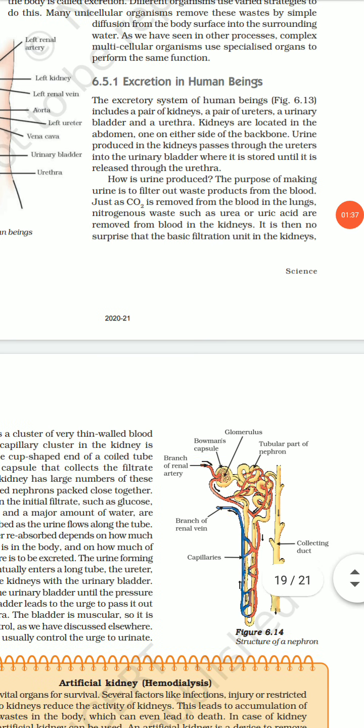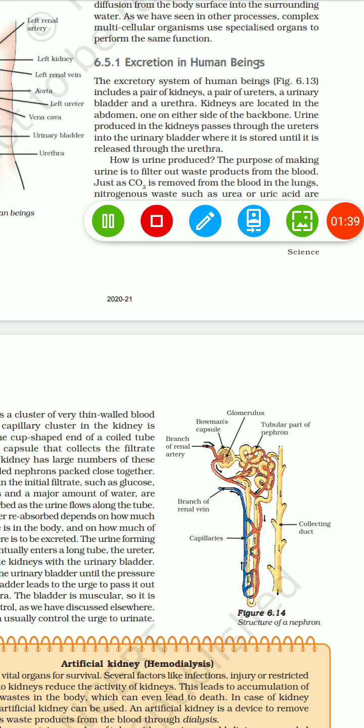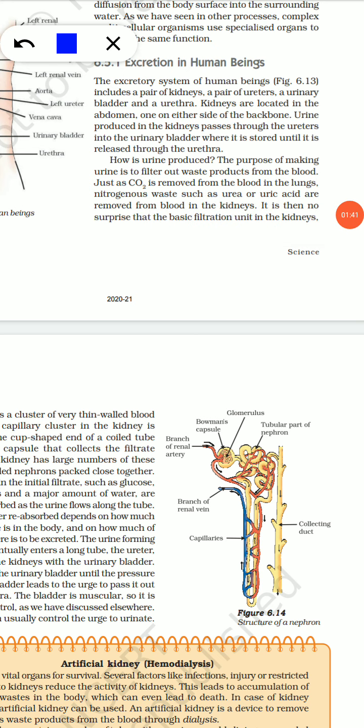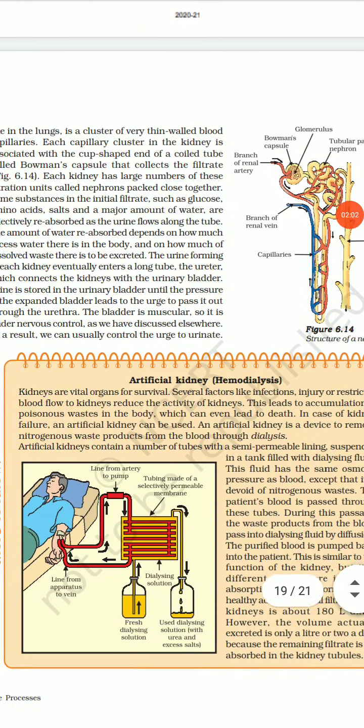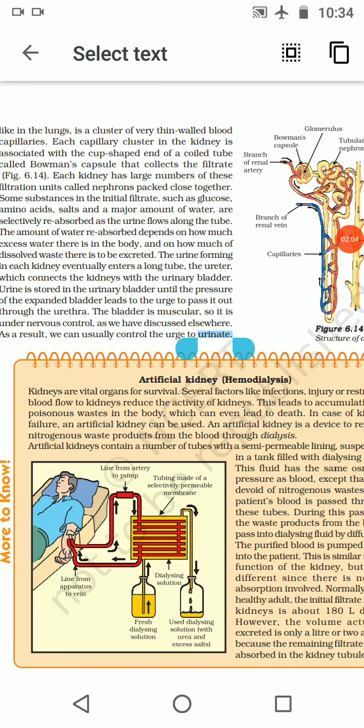Now the next question is, how is urine produced? Whenever we have waste materials, nitrogenous waste like urea and uric acid, they are removed from the blood in the kidney. So it is no surprise that a basic filtration needs to occur.